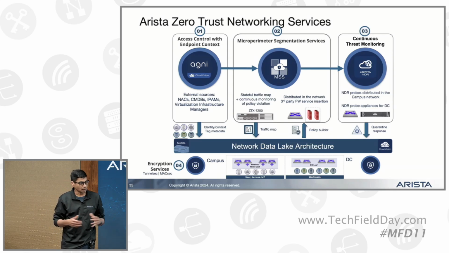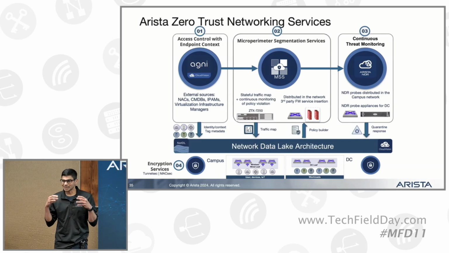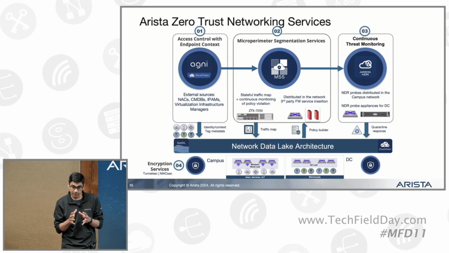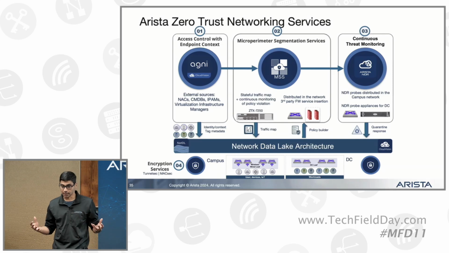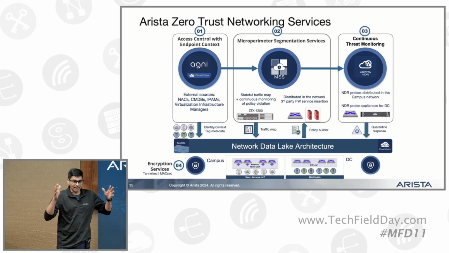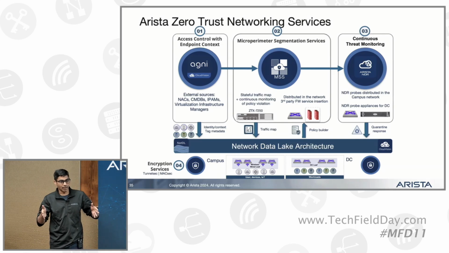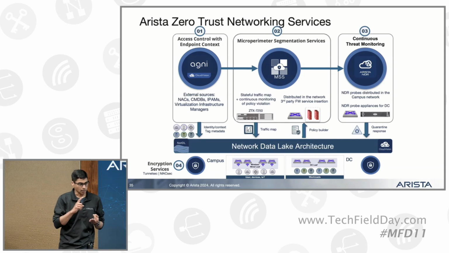So that is profiling, really understanding what the device is. Is it a printer? Is it a medical device? Is it an employee device? Who's the user that's connecting on the network? Understand more context about the device and the user, and use that as a basis for deciding what the device can or cannot do in the network, right? So that's where our CloudVision AGNI comes in, our cloud-based NAC solution that does onboarding, authentication, profiling.